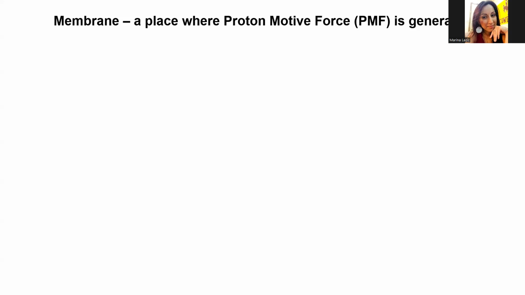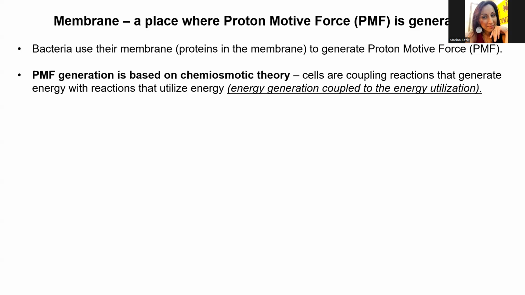Because this unit is called the membrane system of microbial cells, we are talking about a membrane as the place where this proton motive force is happening. So, bacteria mostly use proteins that are inside of the membrane to generate PMF, or proton motive force. PMF has two components, electrical and chemical, and we will cover both of them, but generally it is based on chemiosmotic theory.